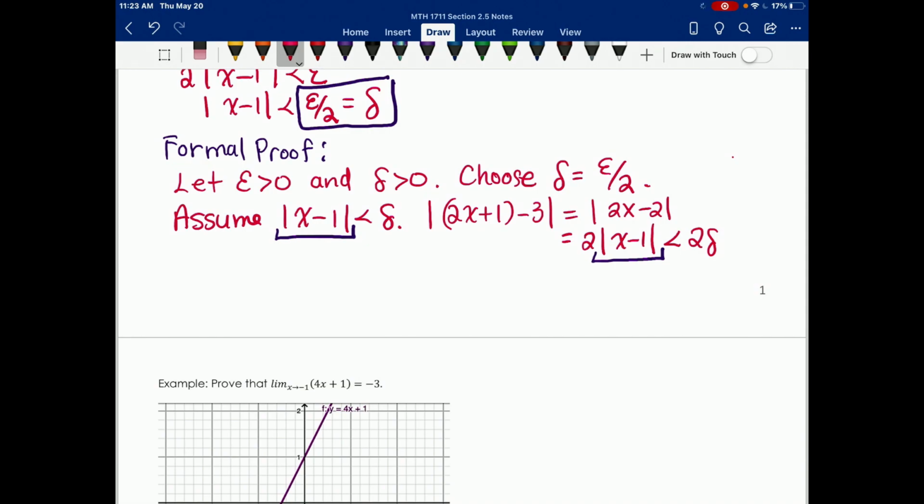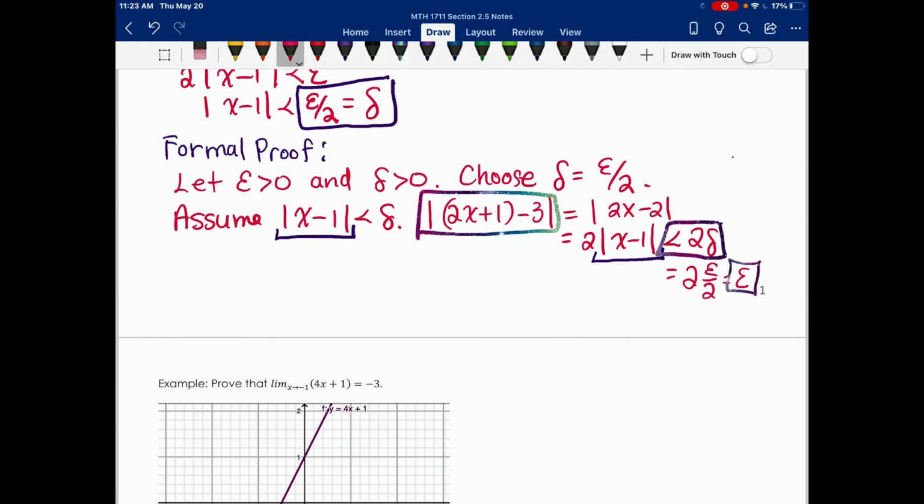And what did we say delta was? We said delta was epsilon over 2. And if I take 2 times epsilon over 2, I get epsilon. So what we just showed was exactly what we needed to. We showed that this, and if you follow the steps, is less than this.